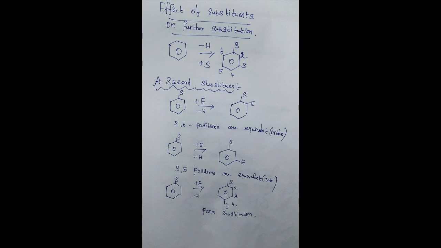During the second substitution, there are many possibilities. If it is substituted in the second and sixth positions, it is called ortho substitution. Second and sixth positions are equivalent in the benzene ring. Suppose it is substituted in the third and fifth positions, it is called meta substitution. If the incoming electrophile is substituted in the para position, that is the fourth position, it is opposite to the first substituent.